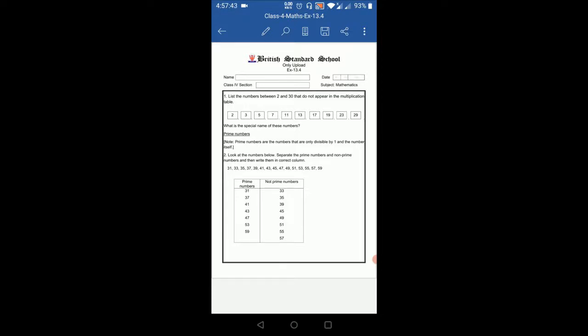Now in question number 2, look at the numbers below, separate the prime numbers and non-prime numbers and then write them in the correct column: prime number and not prime number. Similarly, we have to divide these numbers by each number, then we can decide whether this number is divisible by any number. If it is not divisible by any number, then it is a prime number, and if it is divisible by any number, then it is not a prime number.